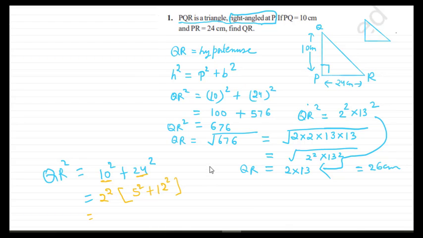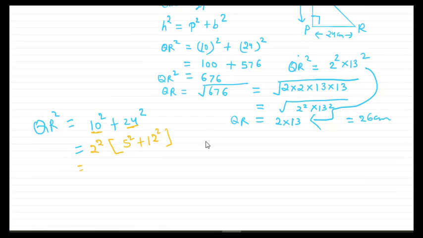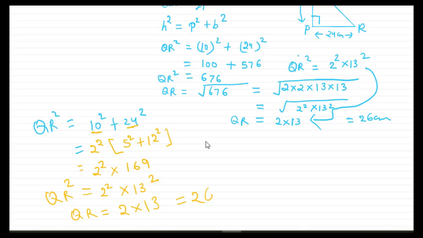After this step, you can write 2 square as it is, and here this calculation will give you 25 plus 144, that will be 169. So it will be 2 square into 13 square, and after that it will be same as the previous one. So you can use any of the methods. So QR will be 2 into 13, so that is 26 centimeter. Answer will be same in both the cases.